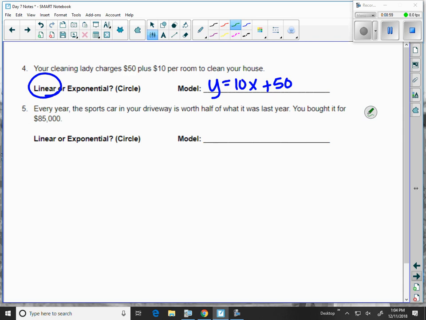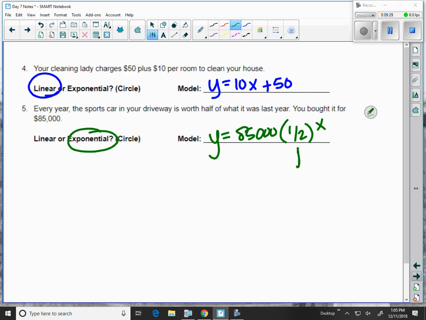Okay. So, what do you think? Exponential or linear? Right, it's half. Good. Okay, so we'll have y equals our $85,000 times 1/2 to the x power. How do I know that I do the y equals ab to the x instead of a percent equation? Because there's no percent. It didn't tell us a percent. It told us half. So we use half there.